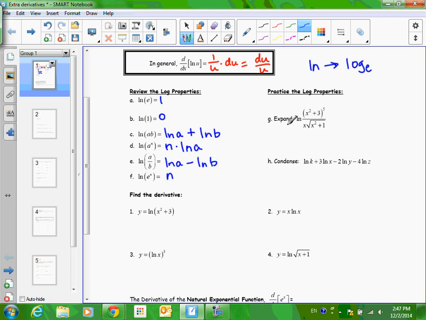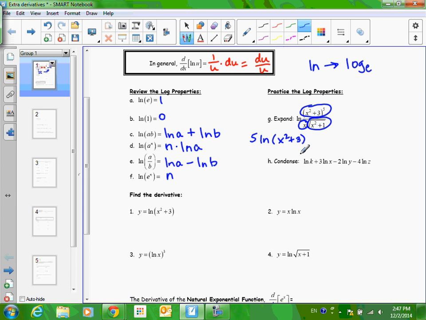So expanding, I have one single natural log, but I have 3 groups. So I'm actually going to have 3 natural log statements. Let's just look at the top. What can happen with that 5? It goes to the front. So that becomes 5 natural log of x squared plus 3.